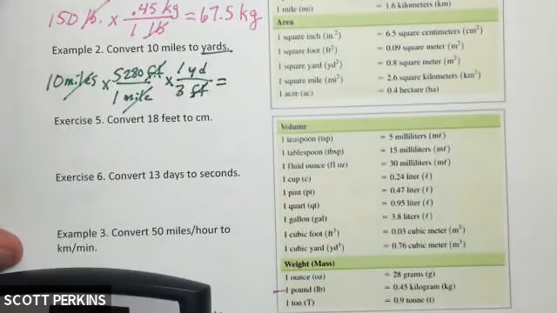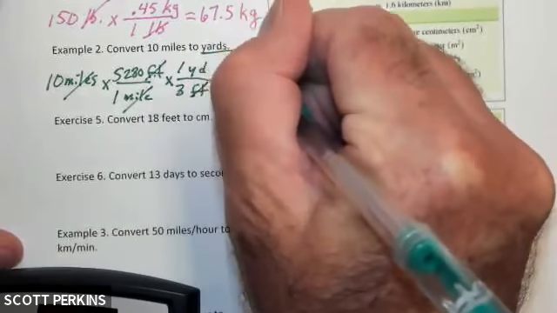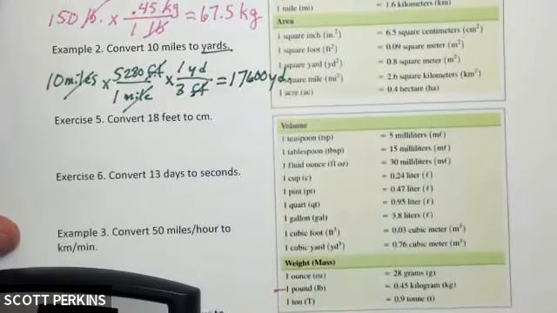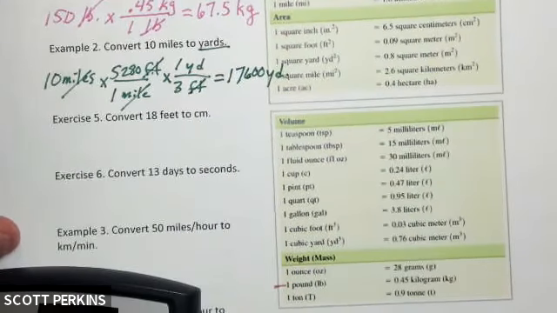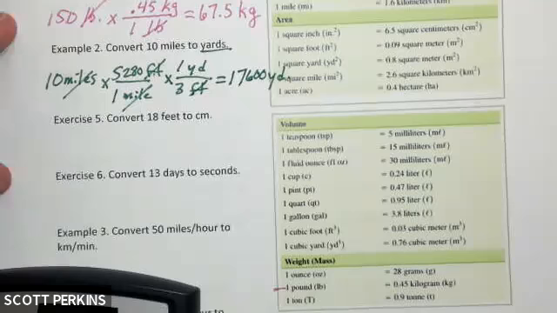So I go to my calculator and I start off with 10 times 5,280, which is going to be 52,800. Then I'm going to divide that by 3. And I get 17,600 yards. Now there is a direct conversion, and if you happen to know that, that's fine. Just on this particular one, I was assuming we didn't.